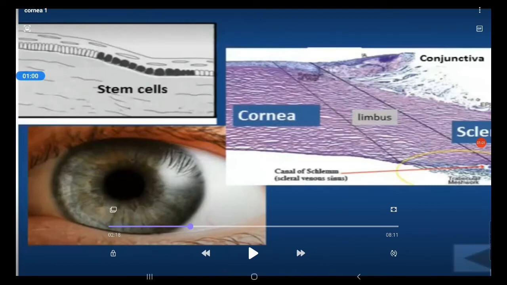Here you can see the limbal stem cells, which help in the regeneration of the damaged epithelium, and this grows from the limbus into the epithelium during replenishing of the epithelium.